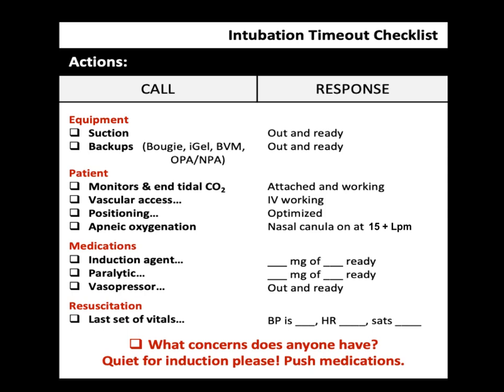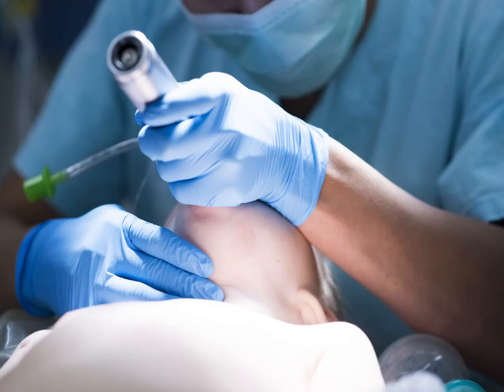And I would add that we've added a couple very important things at the end. For example, asking everybody if they have any safety concerns, and finally asking everybody to be quiet for induction. So this is the quick checklist to make sure that all of the things you briefed have been addressed and everything is going as planned and there are no major safety concerns or pieces of equipment missing. Then go for it. Perform. Go ahead and push the induction agents and execute the plan that you have already pre-briefed.